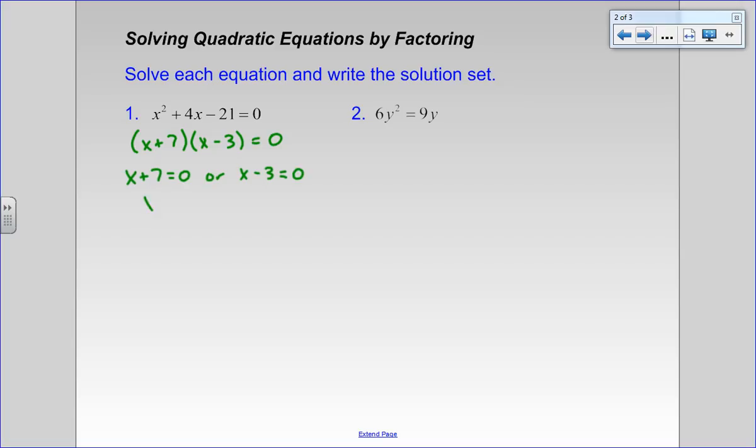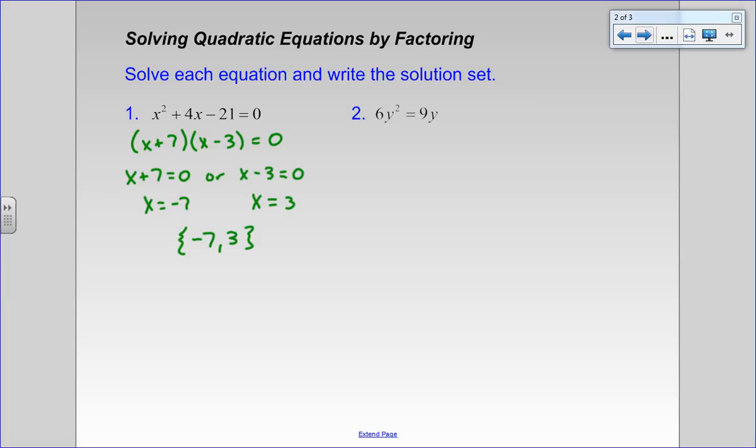Our first equation has a solution of negative 7, and our second equation has a solution of 3. So if we're writing a solution set that contains all the solutions of the original quadratic equation, it should contain both numbers, negative 7 and 3. If we substituted either one of those numbers in place of x in the original equation, we would see that it makes the equation true.